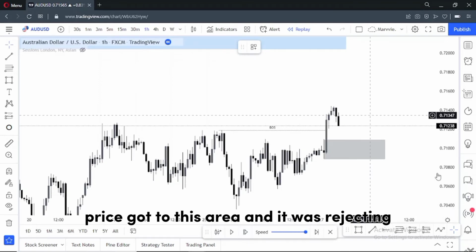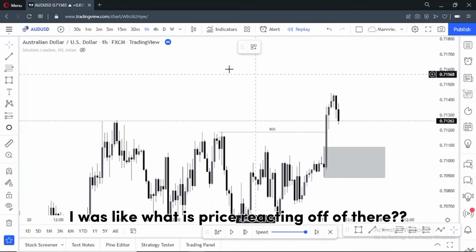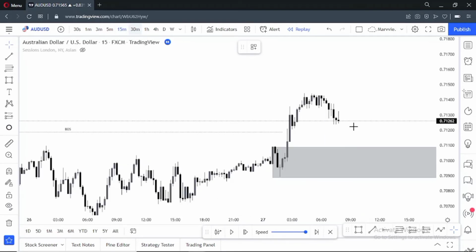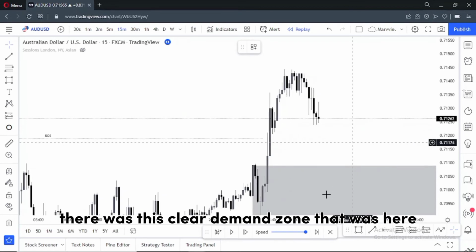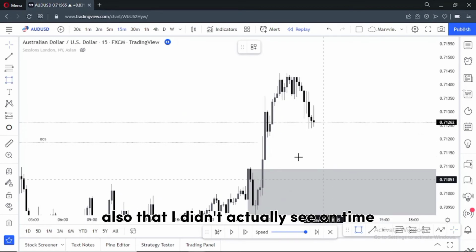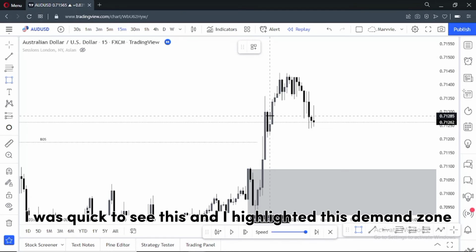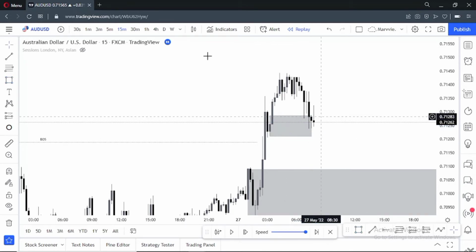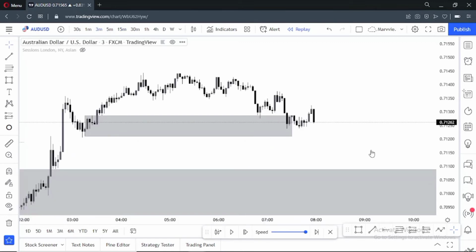At the moment price got to this area and it was rejecting, I was like, what is price reacting off of there? Then I went to the 15-minute time frame and I saw that there was this declared demand zone that I didn't actually see on time. But because price was reacting off here, I was quick to see this. Then I alerted this demand zone. Went to my lower time frame.